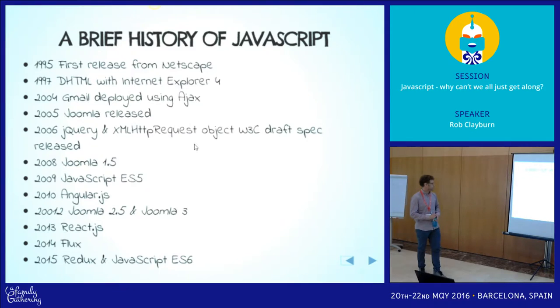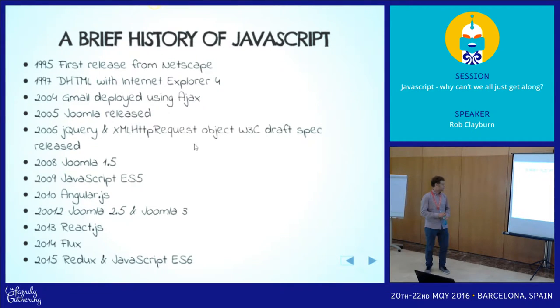I think the important point is that in 2004, Gmail was deployed using Ajax. That was before it was a standard. And it's not written there, but 2005 was Google Maps. And that's when the first version of Joomla was released. So we have to put in context that when Joomla was released, JavaScript was really the ugly duckling, and it was only very technical people that were doing anything with it. Certainly from a PHP point of view, it was difficult for developers to get into and understand. It's kind of on the side.